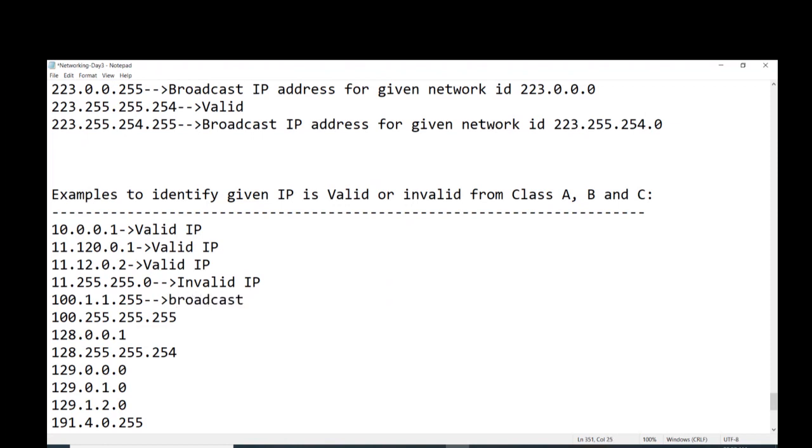What about this? It's also a broadcast ID, sir. Yes. Is this class A or class B? It's class A only, sir. See the first octet value, 1 to 126, it's class A only. Yes or no? Yes, sir. Okay. Is this valid? Yes, sir. Valid.